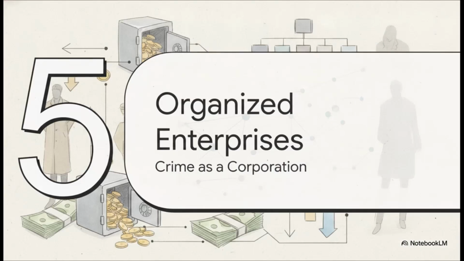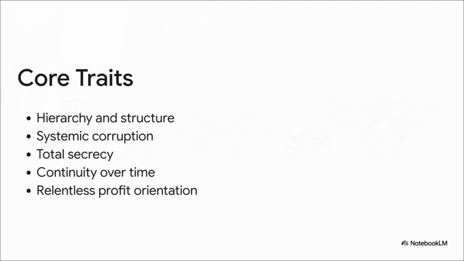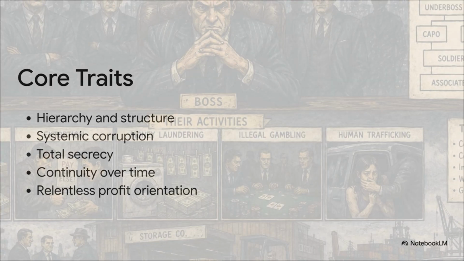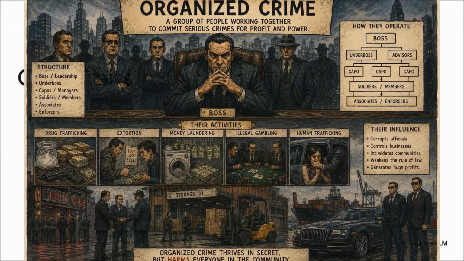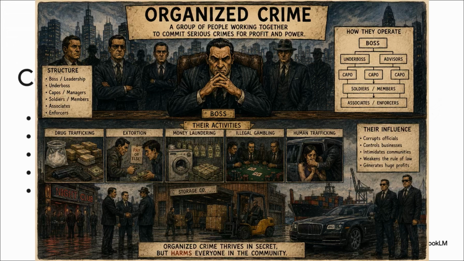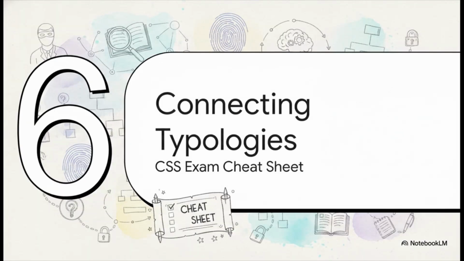Section 5. Organized criminal enterprises. Crime as a corporation. And this brings us to the climax of our scale: structured groups that engage in continuing criminal enterprises for massive profit and power. Leading scholars define organized crime by several terrifying corporate-like traits. They operate with a strict hierarchy, utilize systemic corruption to protect themselves, operate in total secrecy, ensure continuity to outlive their current leadership, and possess a relentless profit orientation. Whether it's a traditional mafia family, a transnational drug cartel, or a modern cybercrime syndicate, they function exactly like ruthless Fortune 500 companies.